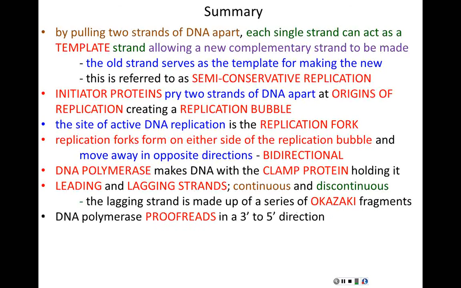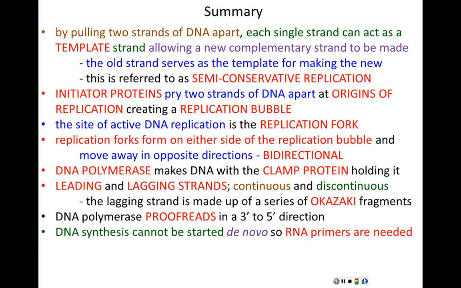We also pointed out that DNA polymerase has the ability to proofread, recognize its own mistakes in real time, recognize a misincorporated nucleotide, and remove it before moving forward. This proofreading activity occurs in a separate domain of DNA polymerase, and it moves backwards. So DNA polymerase actually moves in a 3' to 5' direction in order to proofread.